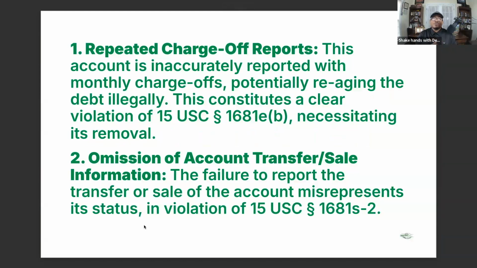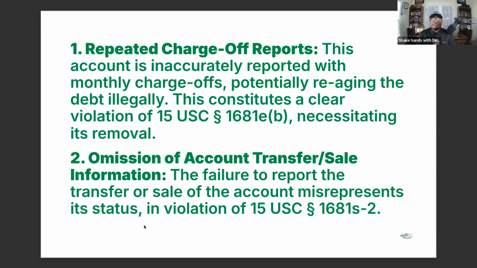One of the very first ones is what you call repeat charge offs, and I'm going to show you this on an actual credit report. This is where an account inaccurately reports monthly charge offs, which potentially re-ages your account over and over again as a debt, and that's completely illegal. We went over in how to dispute charge offs what 15 USC 1681e(b) is, and that's what this is all about.